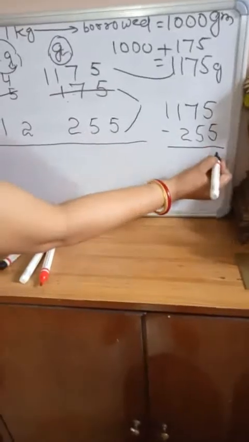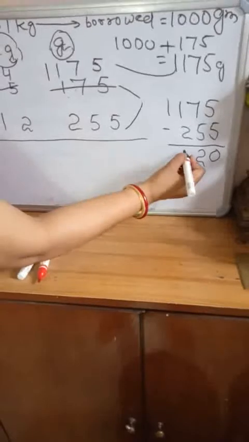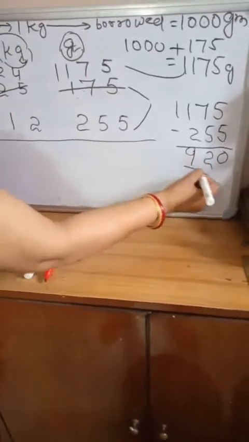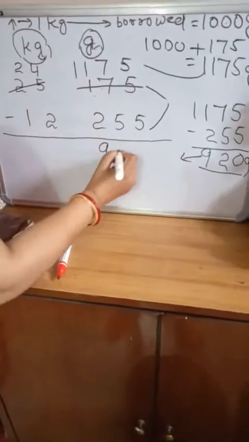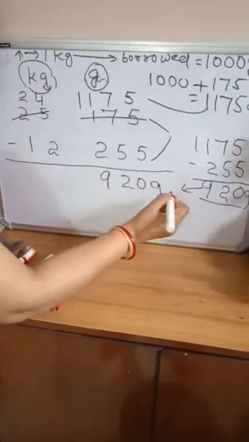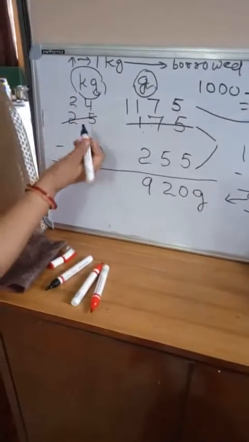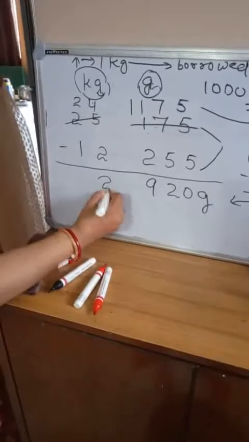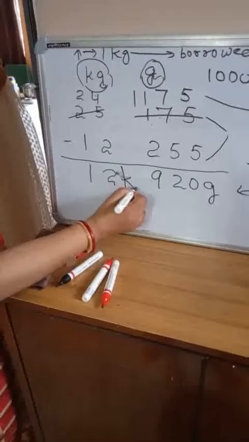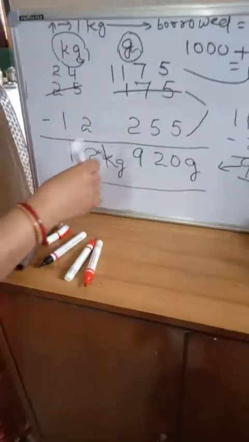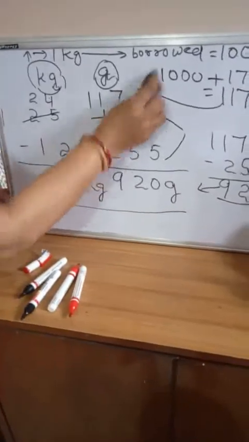5 minus 5 is 0, 7 minus 5 is 2, and 11 minus 2 is 9. So it becomes 920 gram. Now come to the kilogram section: 24 minus 12. 4 minus 2 is 2, 2 minus 1 is 1. So it becomes 12 kilogram 920 gram. In this way we can do subtraction by borrowing.